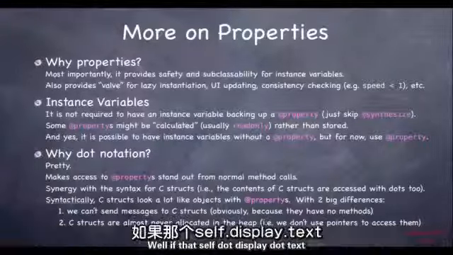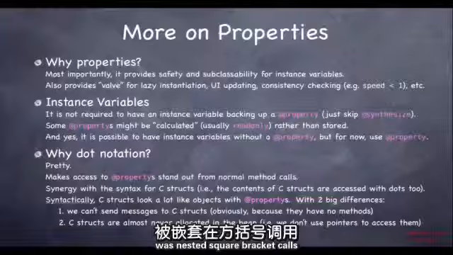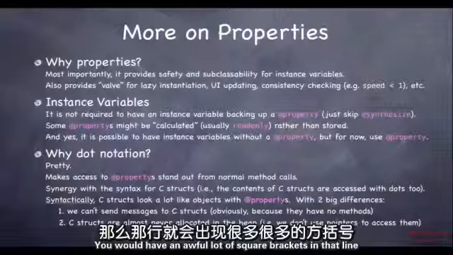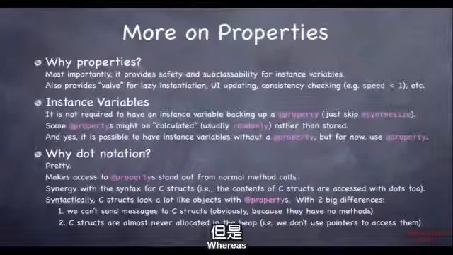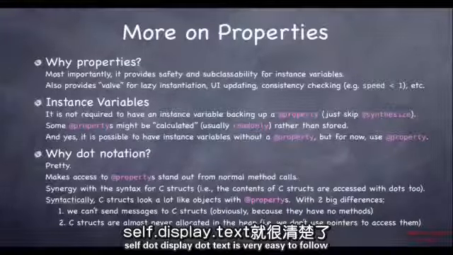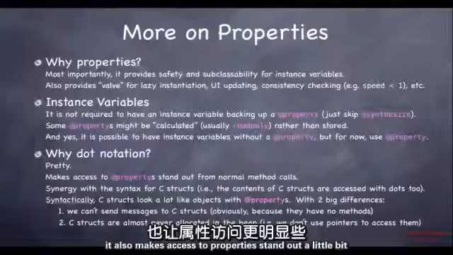Well, if that self.display.text was nested square bracket calls, you'd have an awful lot of square brackets on that line, and it could be a little hard to follow. Whereas self.display.text is very easy to follow, so it's prettier. It also makes access to properties stand out a little bit.